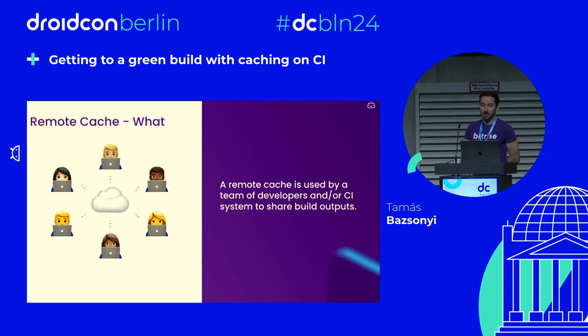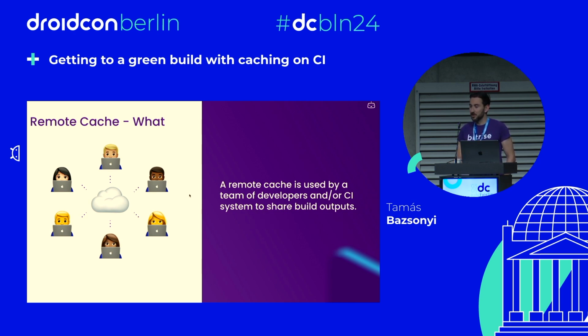Let's talk a bit about remote caching. What is it? What is it good for? Remote cache is basically used by a team of developers and or a CI system to share build outputs. Gradle is basically generating these build outputs when you are executing your builds or executing your tests. And with a shared cloud solution, you are able to reuse those task outputs on the developer machines or on your CI environment as well.